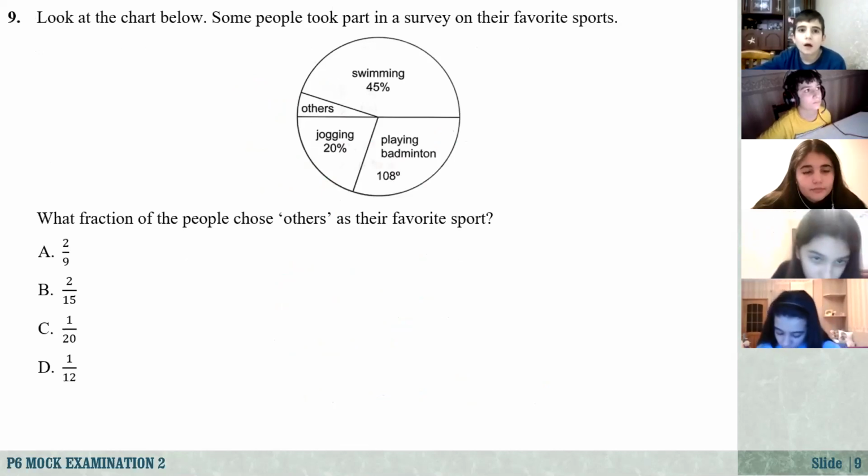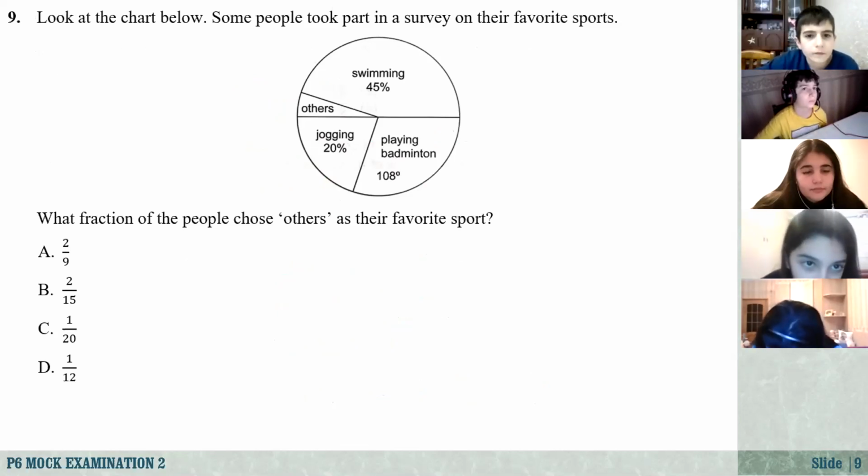Next question. You have 3 minutes for this question. Read it well, and after that, solve it and tell me the answer. Time starts now.